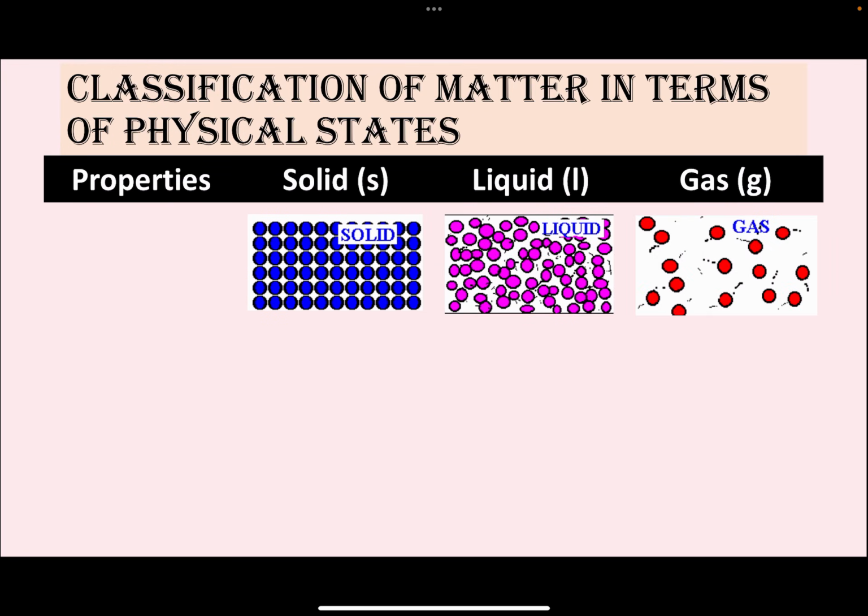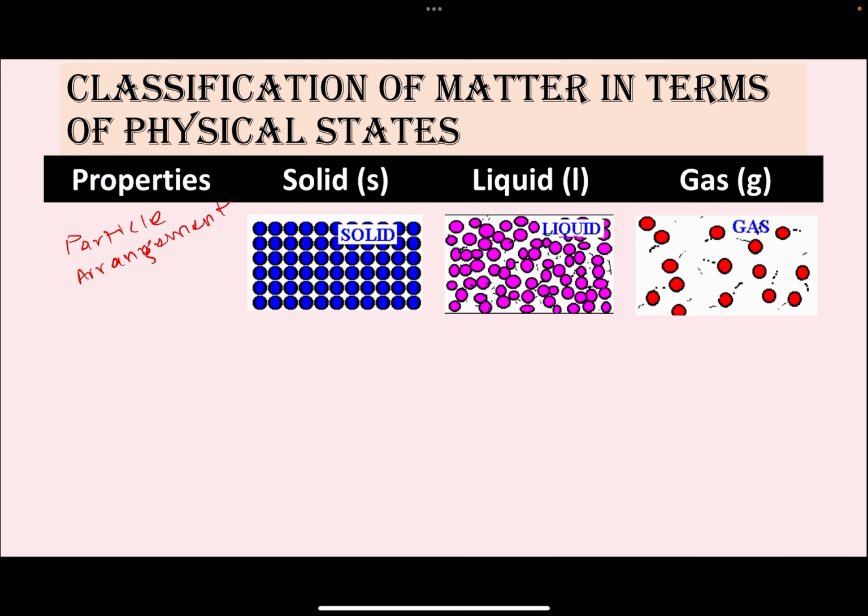Alrighty, so next up, let's talk about the classification of matter based on the physical states. So this is the second way in which we can classify matter. In terms of physical state, matter can be in the solid phase, liquid phase, or gas phase. And here, if you look at their particle diagrams, which can also give us some information about the arrangement of the particles, you actually get a lot of questions about particle arrangement.